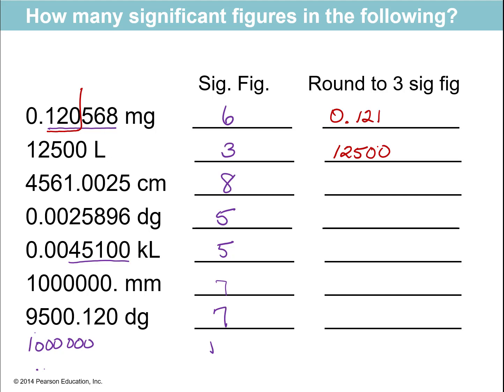What about the next one? So starting from the left, what's the first three? 4, 5, 6. The next number's a 1, so what happens to it? It'll round down, right? So I would keep these 3. The next is a 1, so it rounds down. What does that 1 become? It becomes a 0, right? So 4, 5, 6, and I have to keep a 0. So you see that 4,561.0025 rounded is 4,560. The number is very similar in size. So I still need that 0 because that tells me how big the number is. Okay, what about the next one?